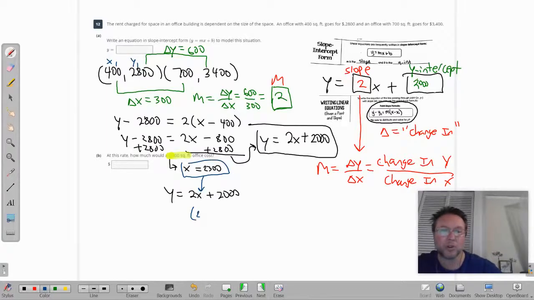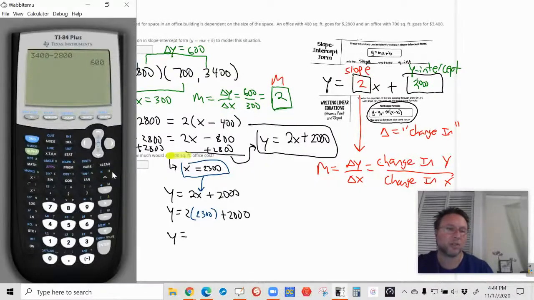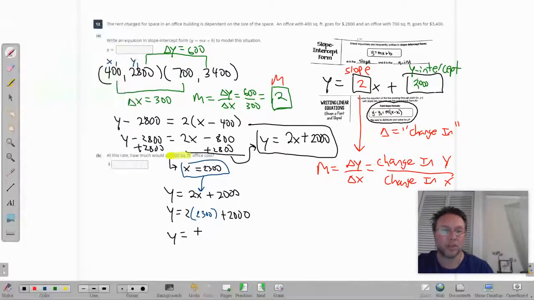So 2,300. And again, we'll use a calculator to be safe here. We don't want to make any silly little mistakes. So if we double 2,300, it's going to be 4,600. And then add in the initial charge just to set up the lease here. So we get a total of 6,600. So our total answer or final answer here would be 6,600.